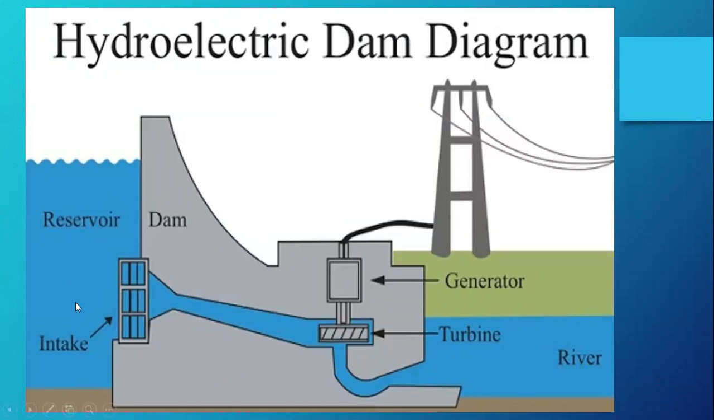There is this space called a reservoir. The reservoir has some water from the river behind the dam. We know that the dam is built across the river. So the reservoir contains the water behind the dam. This water behind the dam, in the reservoir, has potential energy.